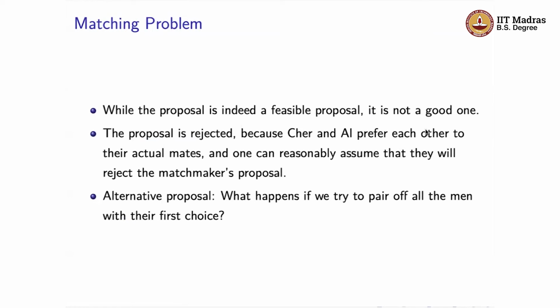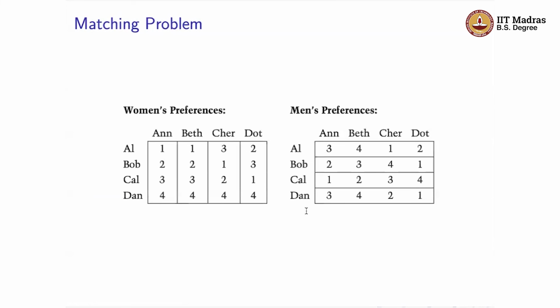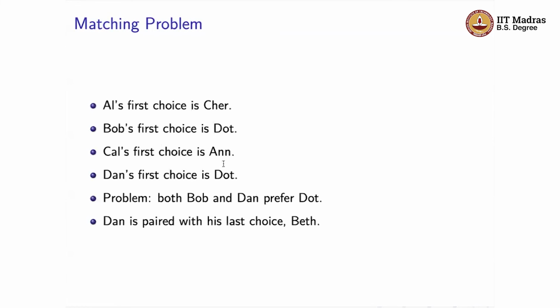Okay, you can think about other ways of pairing up men and women. One way is that you try to pair off all the men with their first choice. Remember, this was the preference table. So what happens if we try to pair each of the men with their first choice? That would mean that we want to pair Al with Cher, Bob with Dot, Cal with Anne, and Dan with Dot. So these are the first choices.